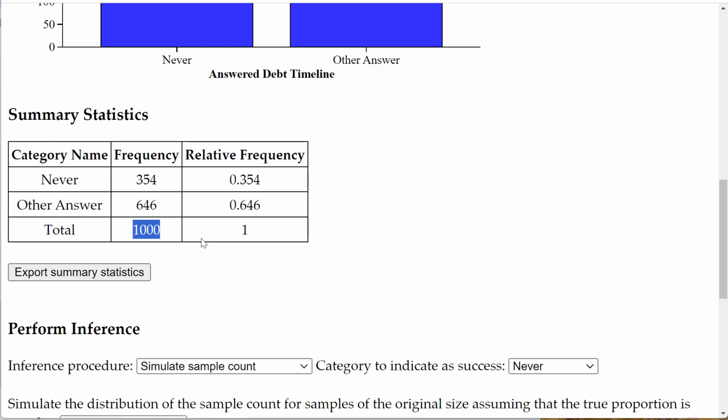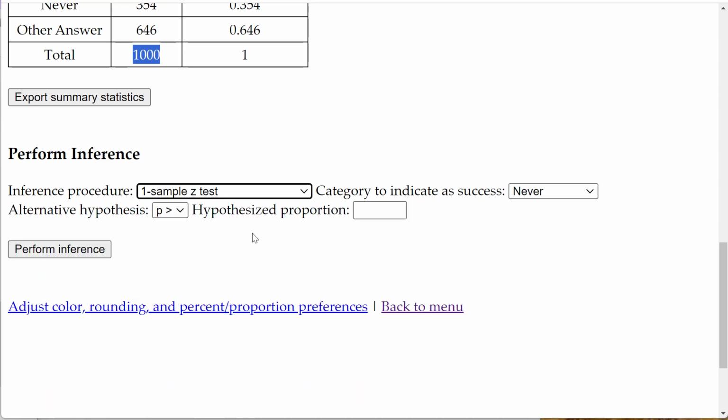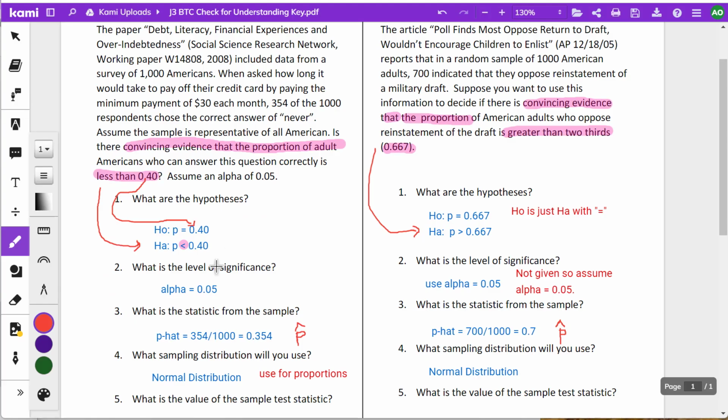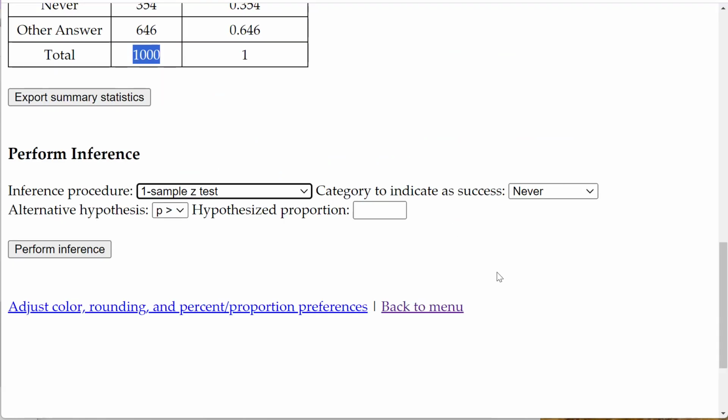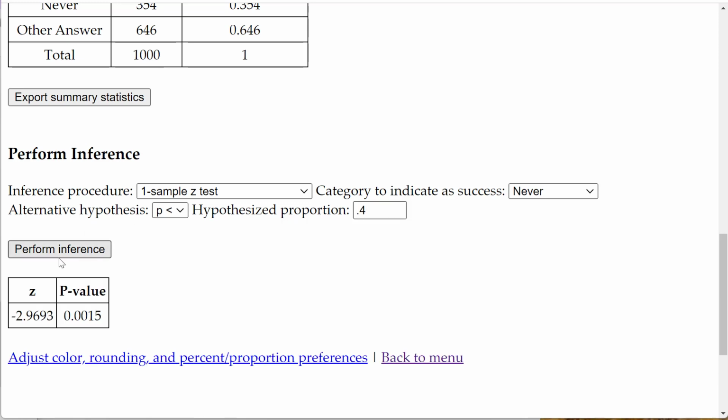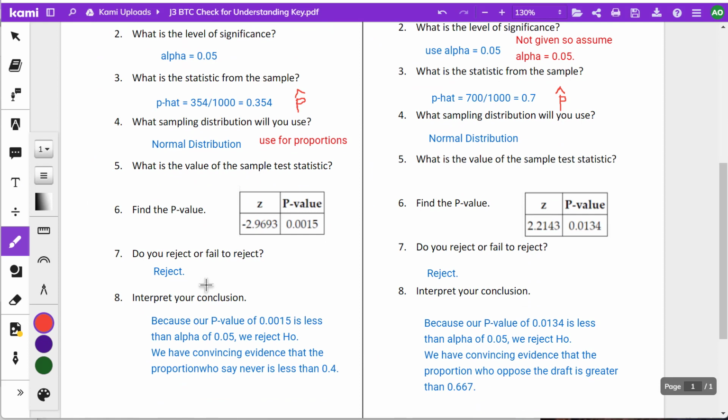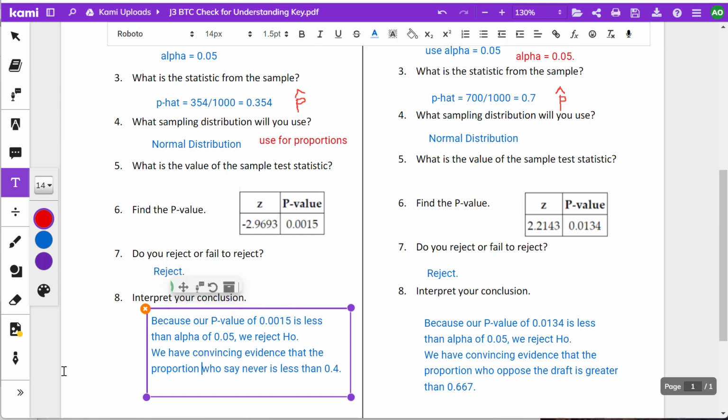So there we are. Then we're going to do a one sample z-test, and our alternate, let's go and look at the alternate, is less than 0.40. So let's come back up here, make sure this says less than, make sure that says less than 0.4, perform our inference, and voila, there's our test statistic and our p-value. So do we reject or fail to reject? That's a very low p-value, all right? So it's less than our alpha of 0.05. So we reject our H0. We have convincing evidence that the proportion who say never is less than 0.40.